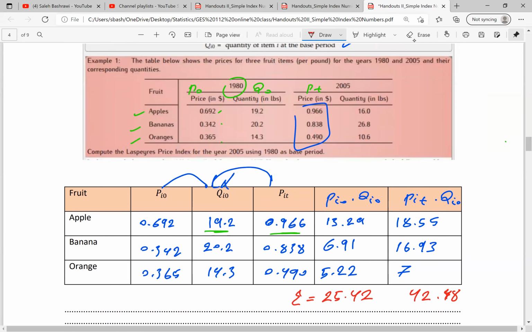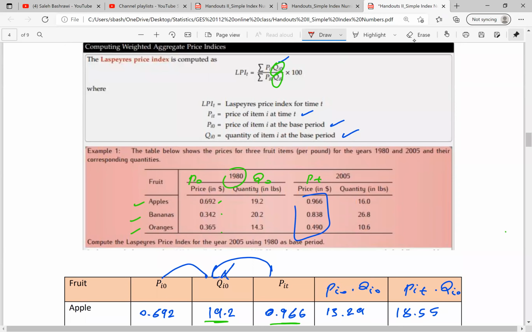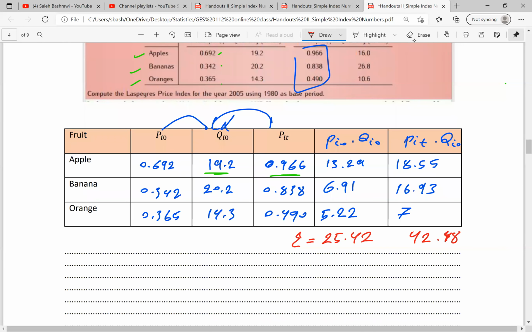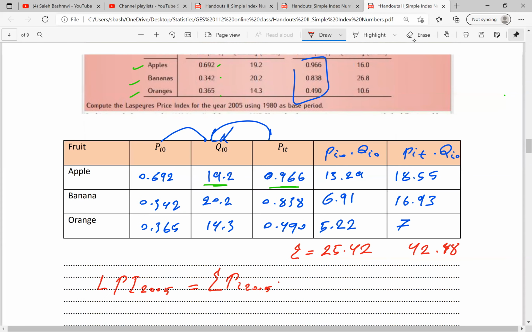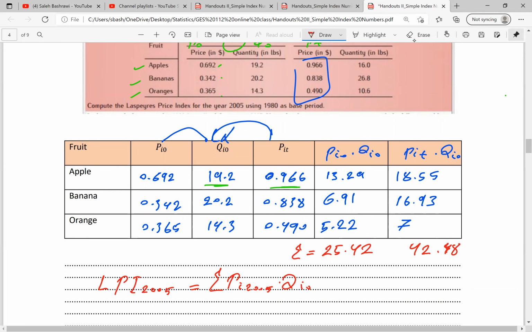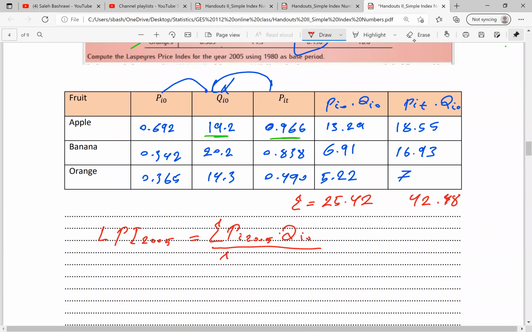So let's just plug in these numbers now. The Laspeyres price index PiT at 2005 is equal to the sum of Pi2005 multiplied by Qi0 divided by the sum of Pi0 times Qi0. This is equal to 42.48 over 25.42, multiplied by 100 there.